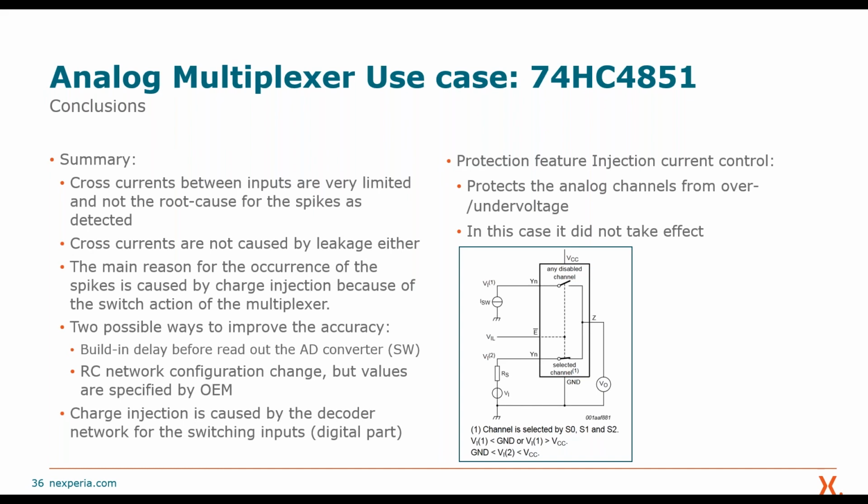The 4851 does also have a nice feature, which is the injection current control protection. But this is mainly protecting against over voltage, over VCC, and under voltage, which is then under ground level. So positive and negative over and under voltage is being mitigated by that protection circuitry. In this particular case here, it was not needed, but it would have taken effect in case of overshoots of the voltage. Yes, that's it for the section here.